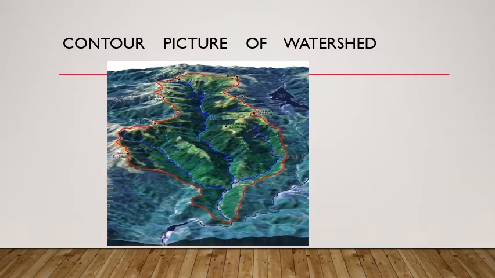Here's a contour picture of the watershed. Notice the high ridge all the way around. The high ridge is the delineation of the watershed.